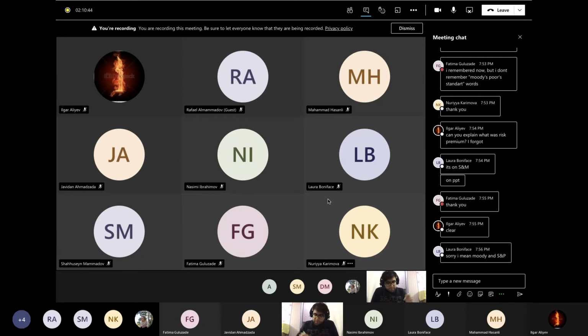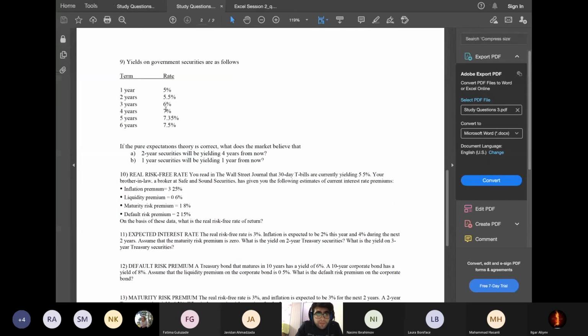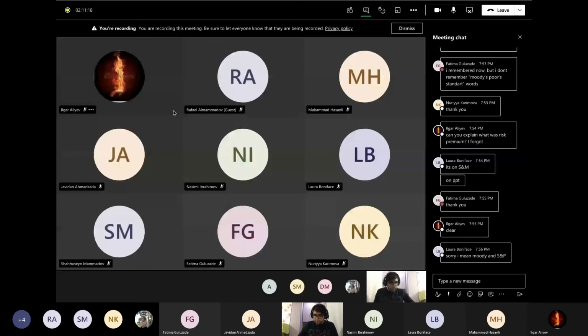In order to find this interest rate, we should divide the yield for 6 years by the yield for 4 years. What is the yield for 4 years? 7%. Great. What is it for 6 years? 7.5%. You see?